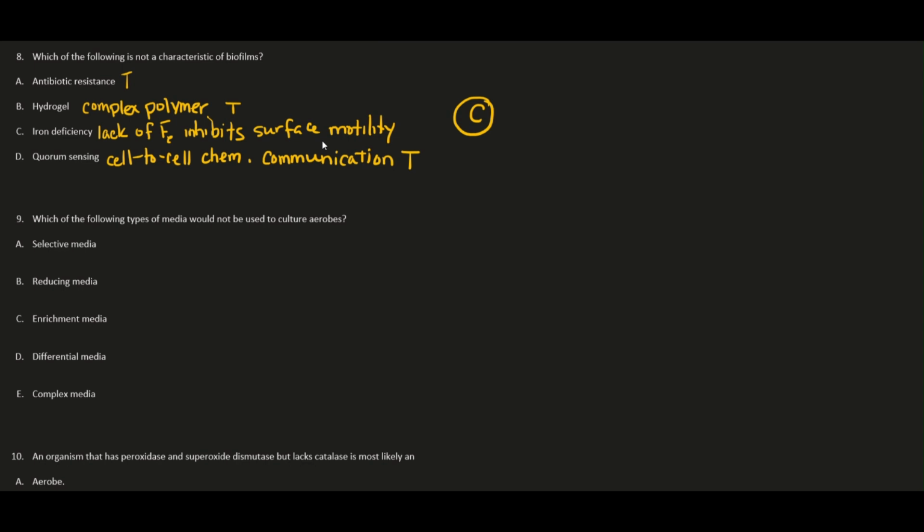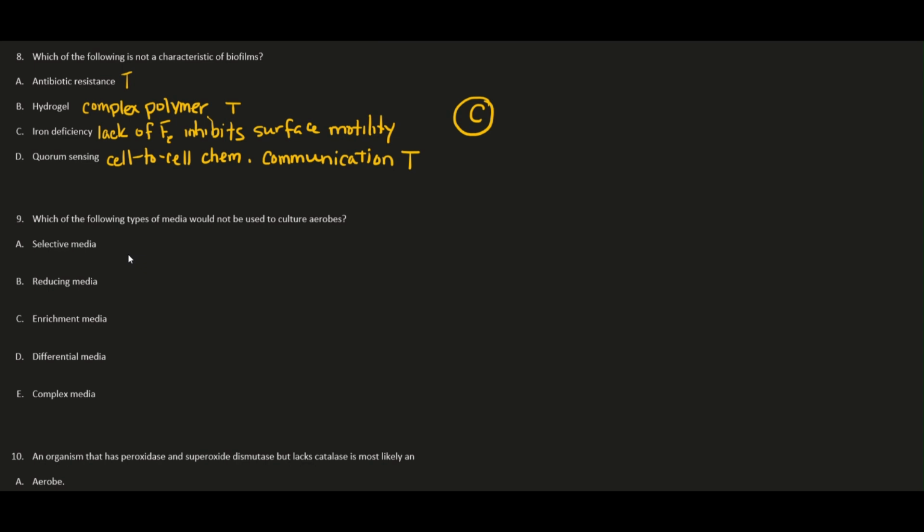Number 9. Which of the following types of media would not be used to culture aerobes? The best way to answer this question is to know what selective, reducing, enrichment, differential, and complex media are. Well, selective, we've gone through what that is. It is to suppress growth of unwanted bacteria and encourage growth of desired microbes. And I hope you're taking notes.